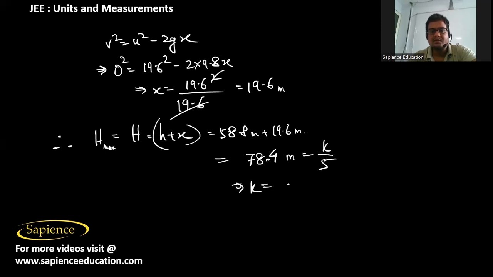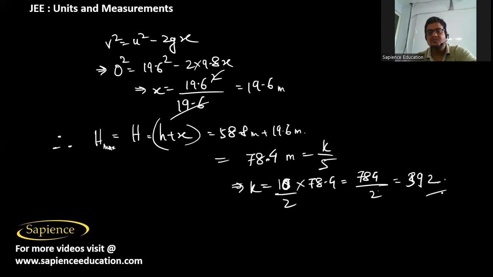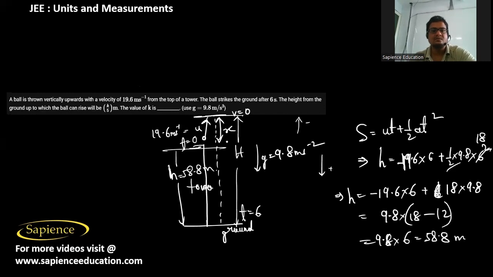So therefore, k will be equal to 5 into 78.4. Since 5 can be written as 10 by 2, so 10 into 78.4 is 784 by 2, so 2 3s are 6, 2 9s are 18, 2 2s are 4, 392. So the value of k is 392.